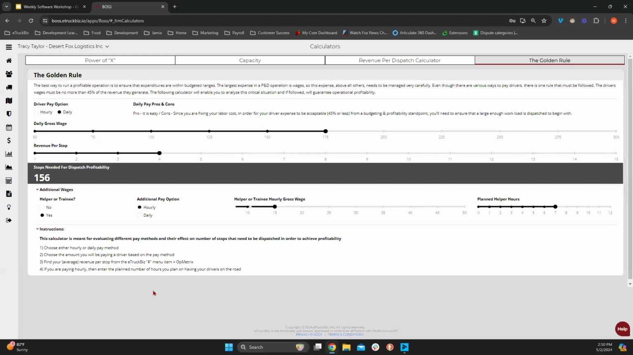But you got to get the work out of them. The one thing I would suggest is that you hire helpers that live on the route, so they don't come into the terminal, so they're not getting paid for windshield time, and they have to have a way to clock in and clock out. Oh yeah, eTruckBiz, the P&D driver app also works for P&D helpers.